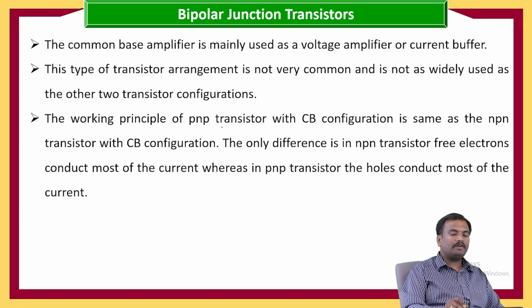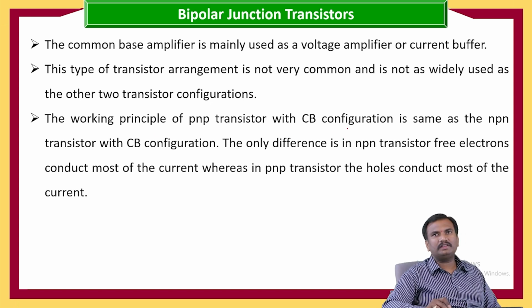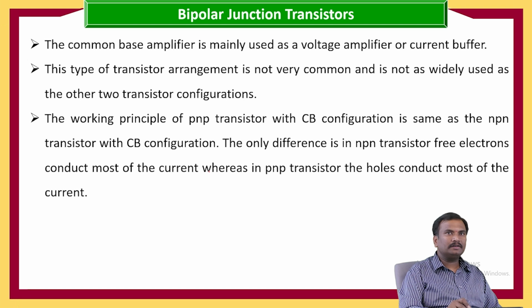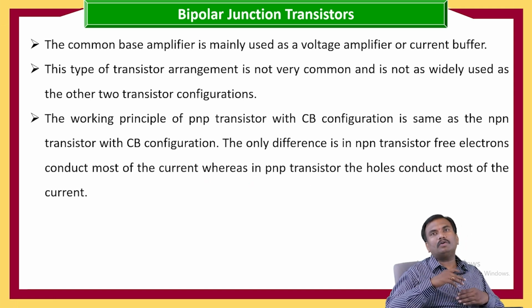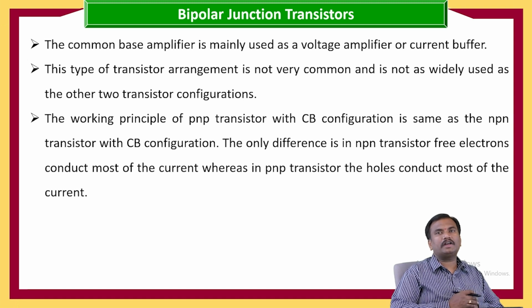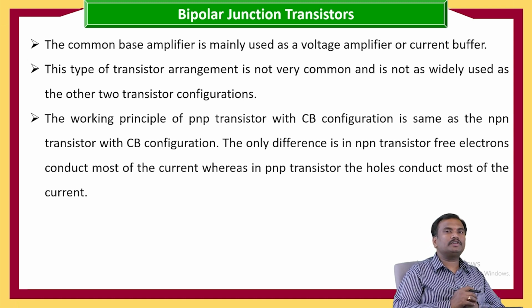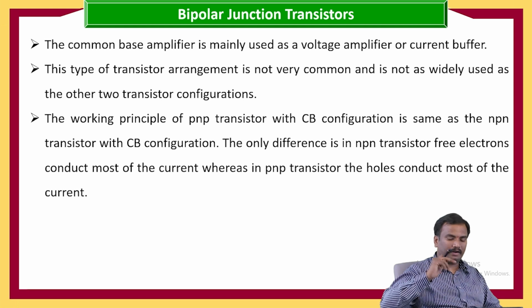The working principle of a PNP transistor with common base configuration is the same as the NPN transistor with CB configuration. The only difference is that in NPN, free electrons conduct most of the current, whereas in PNP, holes conduct most of the current.